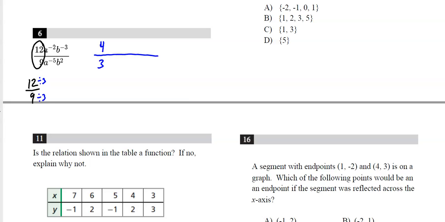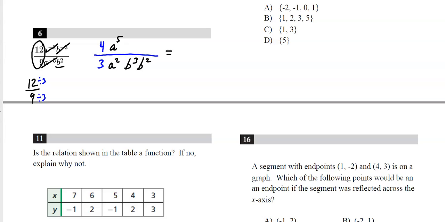Well, now when I look at a to the negative 2, that can't be on top. It's got to go on the bottom. And this a to the negative 5 is on the wrong side. This b to the negative third is on the wrong side. It needs to go on the bottom. B squared is okay. It's positive. I'm going to leave it alone.